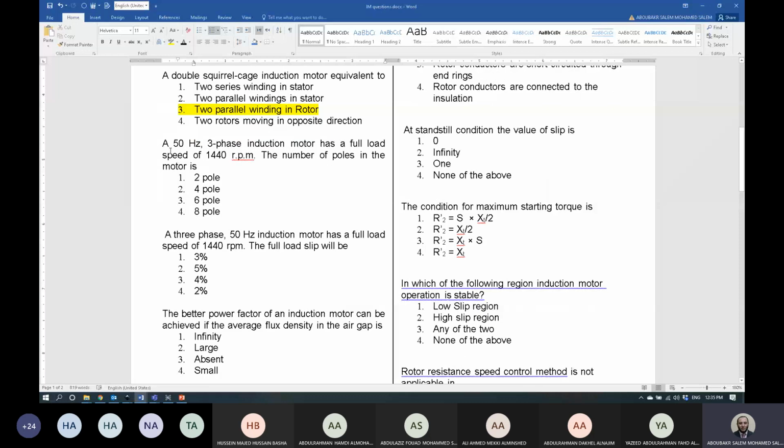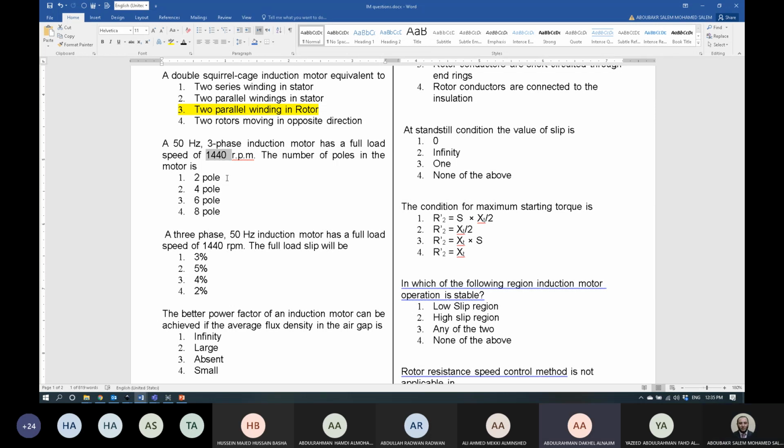Another question: a 50 Hz 3-phase induction motor has a full load speed of 1440 RPM. The number of poles of this motor is, what do you expect? 6? Why 6? Or 8? Can you calculate? 2, Doctor. Can you justify your answer? Why is it 2 or why is it 6?